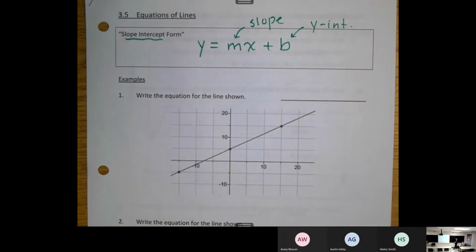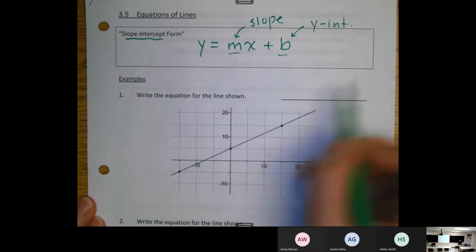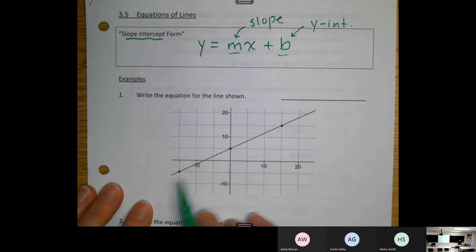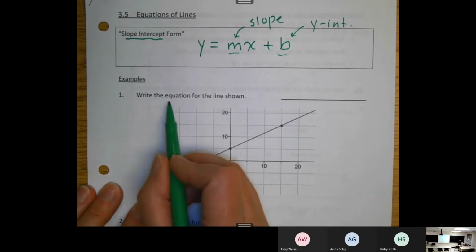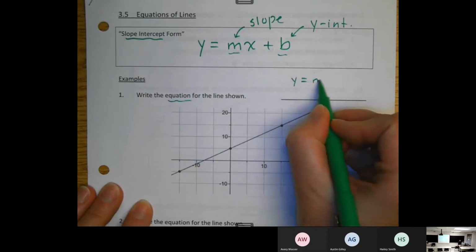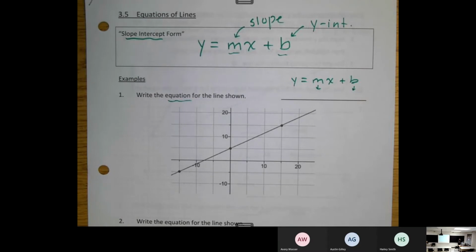So if you have a picture of a line and you're able to tell the slope, maybe by a rise over run like we did last time, and you're able to tell the y-intercept, it would be really easy to put those numbers in and write the equation. Like the first example we see down below here, there's a picture, a graph of the line, and we're asked to write the equation. So if we could look at the graph and figure out the slope and the y-intercept, we could just fill those numbers in, and we have it.